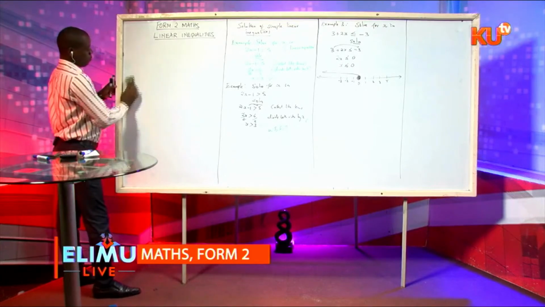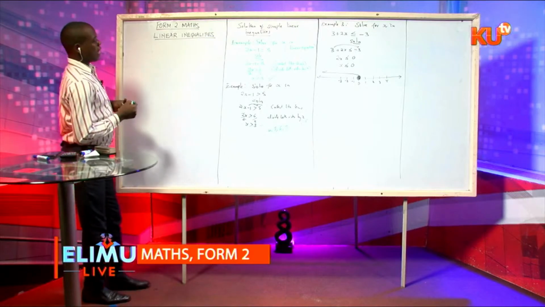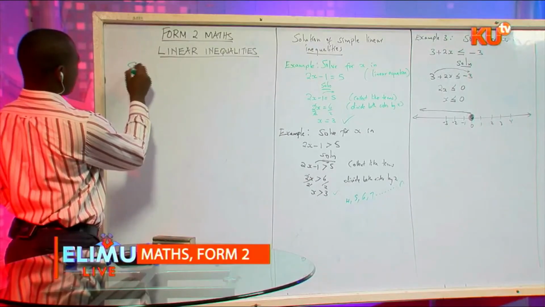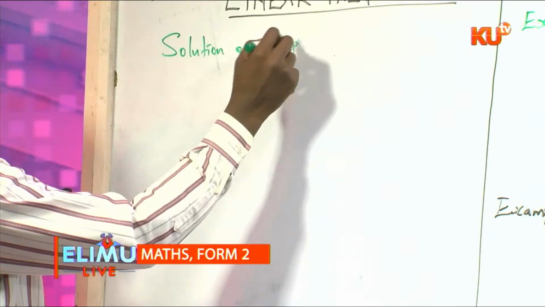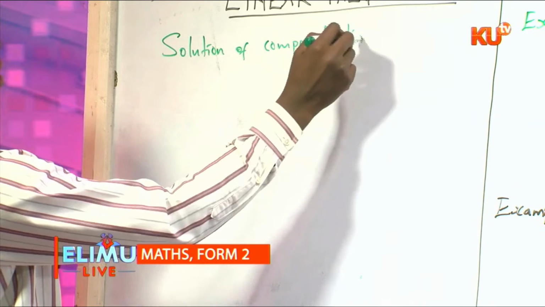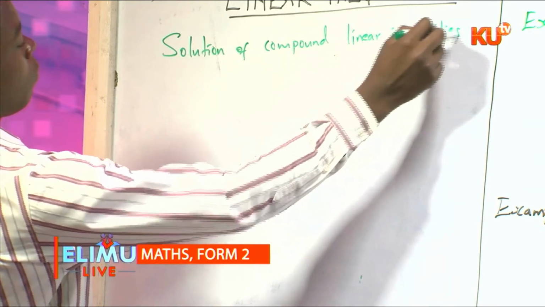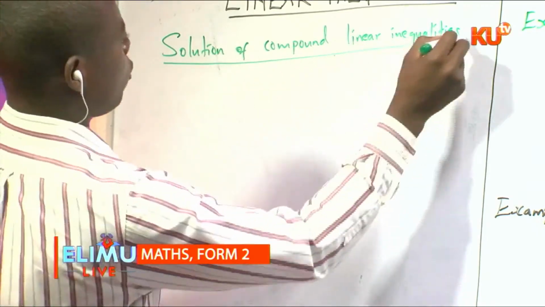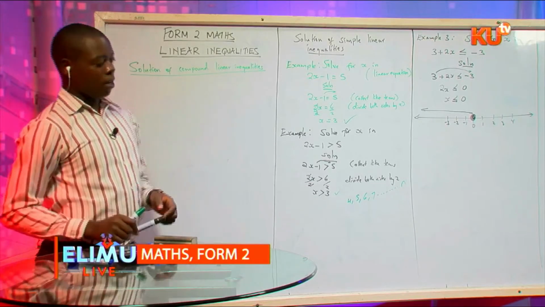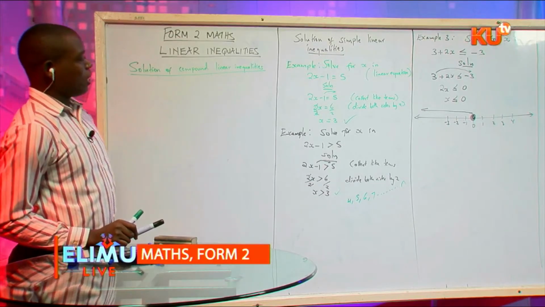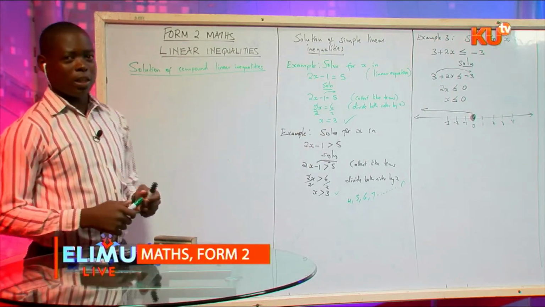Good. Number 2, we want to bring out now what we call compound linear inequalities. So that is now our case 2, solution of compound linear inequalities. So what are these compound linear inequalities, and what is the difference between simple and compound linear inequalities?